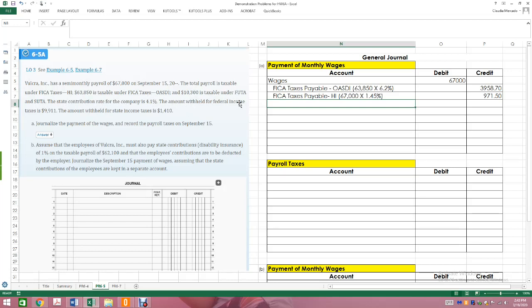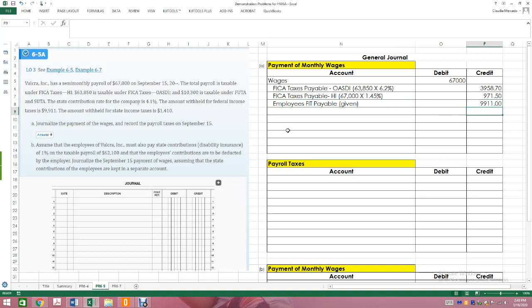The amount withheld for federal income taxes. Okay. That's another deduction that needs to be done for the employee's paycheck. So we're going to have employees' federal income tax payable. Now, the amount to be withheld for federal income taxes is $99.11. That is given. Okay, so I'm going to just put here given. That way you don't figure it out. That is calculated, and the amount is $99.11.